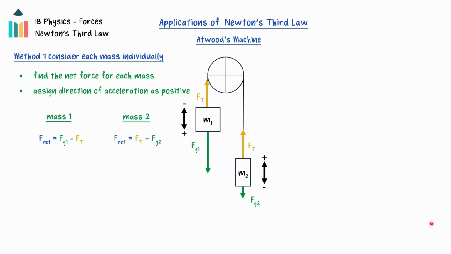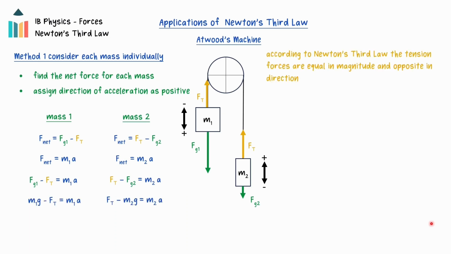These net forces can then be substituted into Newton's second law, and an equation of motion for each mass can be written. According to Newton's third law, the two tension forces would be equal in magnitude. The two equations of motion will now have equal forces of tension and equal accelerations.